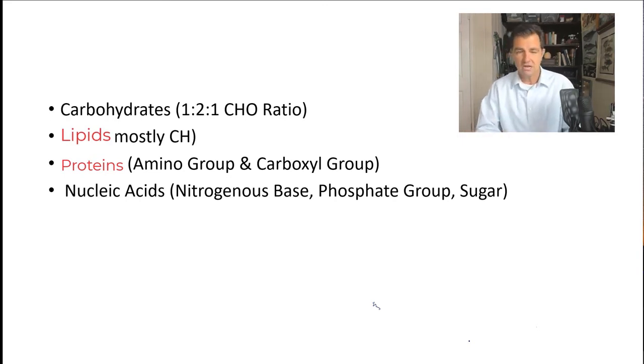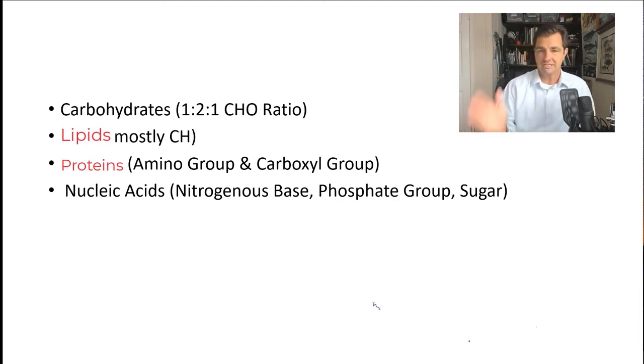Lipids, on the other hand, are going to be almost entirely carbon and hydrogen. Once again, there'll be a couple of minor exceptions or additions to the carbon and hydrogen, but for the most part, you're going to see lots of carbon and hydrogen.